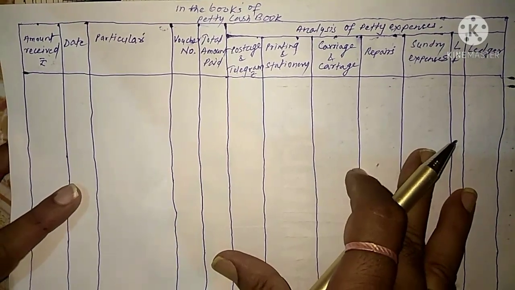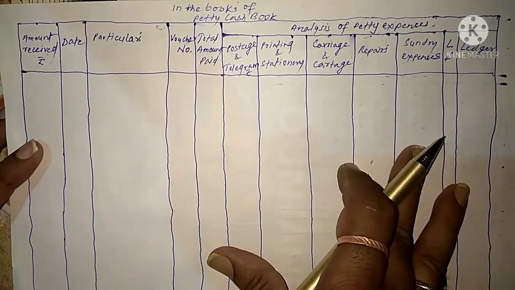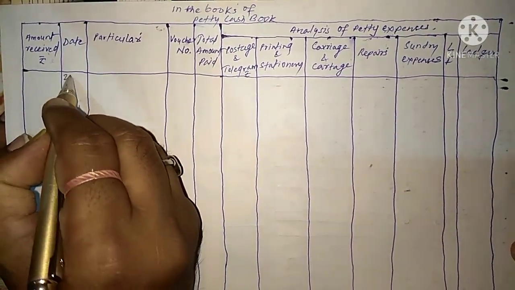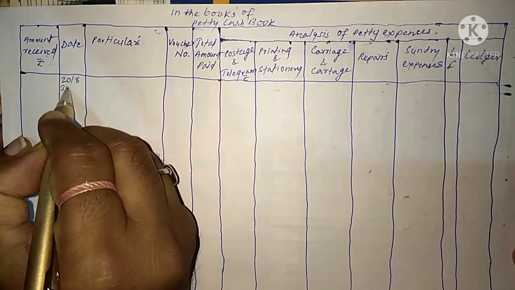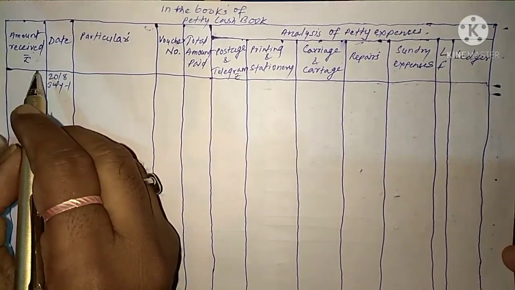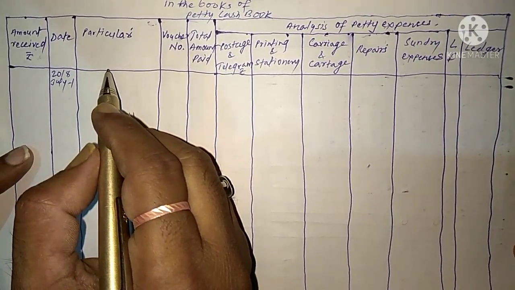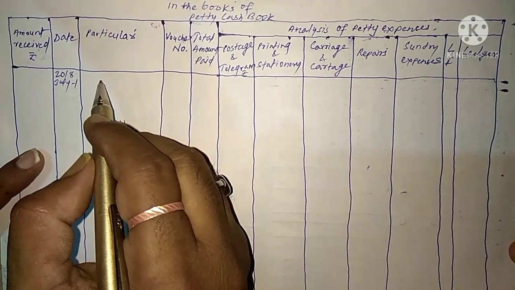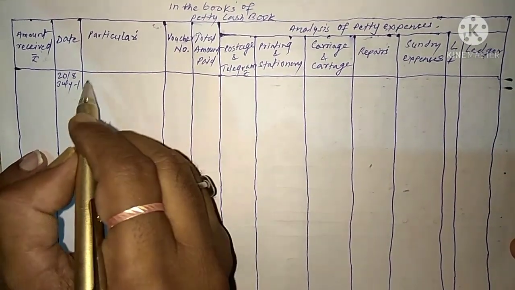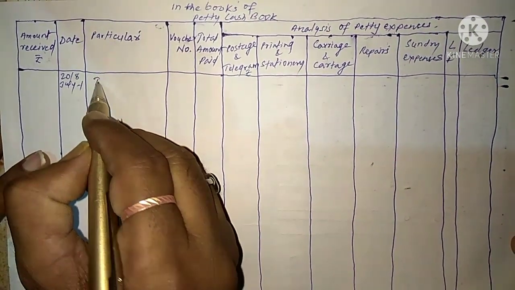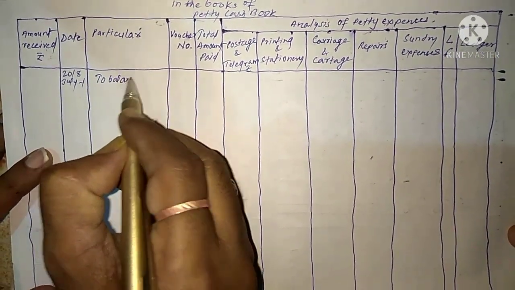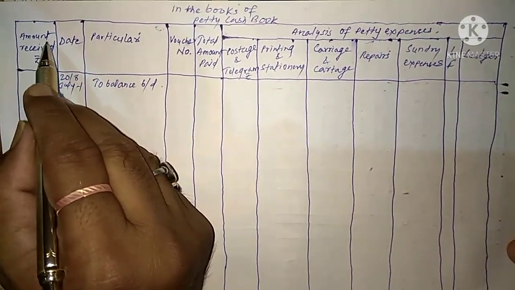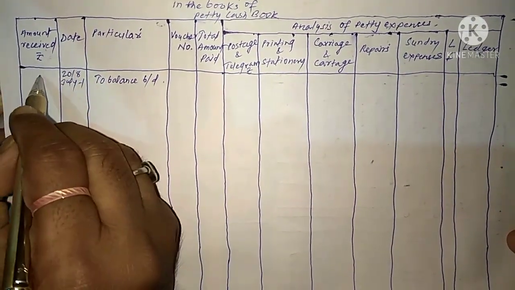पहला जो ट्रांजेक्शन है 1 जुलाई को 2018 को, तो यहाँ डेट में 2018 लिखना है और जुलाई 1 लिखना है. और पहला ही जो ट्रांजेक्शन है कैश बैलेंस का है. कैश बैलेंस 335, that is opening balance. So in particular we have to write to balance brought down, to balance BD, and amount received column. In amount received column we have to write 335.